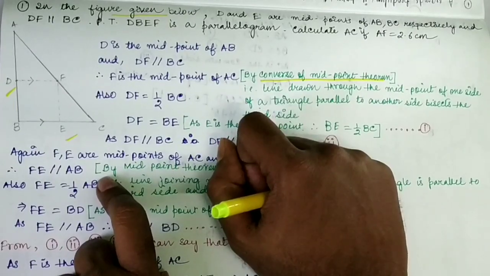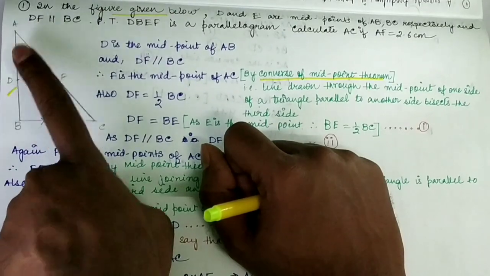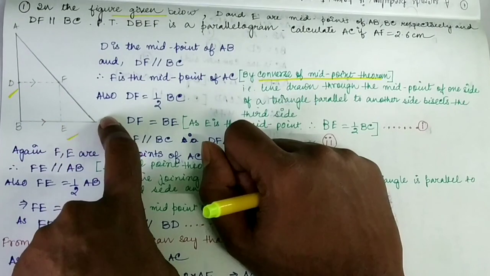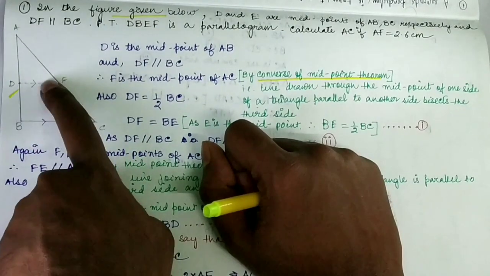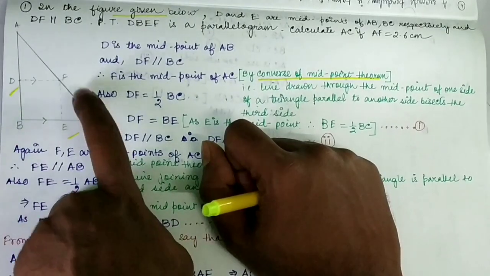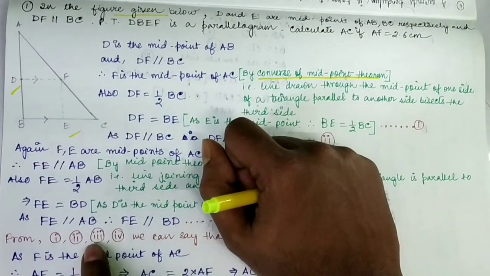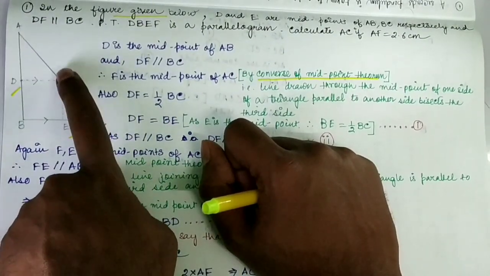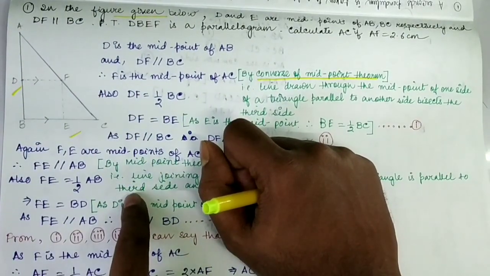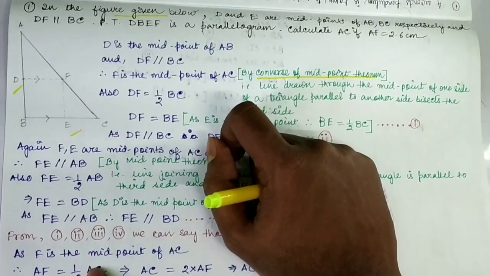So what does the converse of midpoint theorem state? It states that if a line is drawn through the midpoint of one of the sides of a triangle and that line is parallel to another side of the triangle, then the line will cut the third side at a point, and that particular point will be the midpoint of the third side of the triangle. So from here we can conclude that F is the midpoint of the third side. And it means that F will bisect this AC into two equal parts.